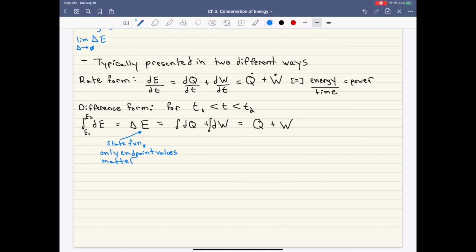For heat and work, however, these are not state functions. These are what we call path functions. And so when we integrate them, this dQ and dW, it actually matters what the functional form of dQ and dW are. And so to write that out, I'll write: integrand function actually matters.